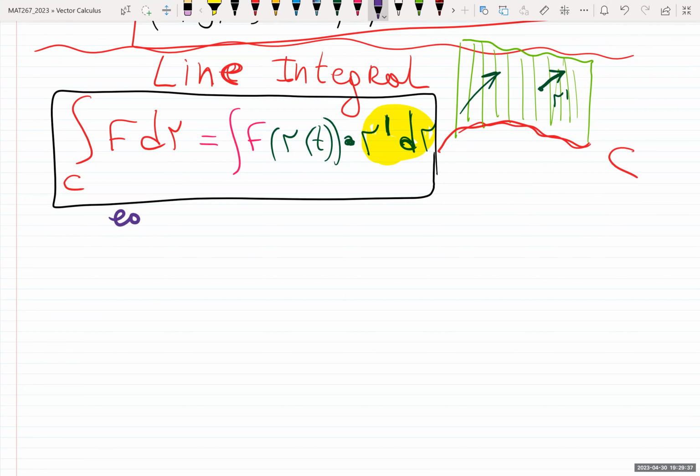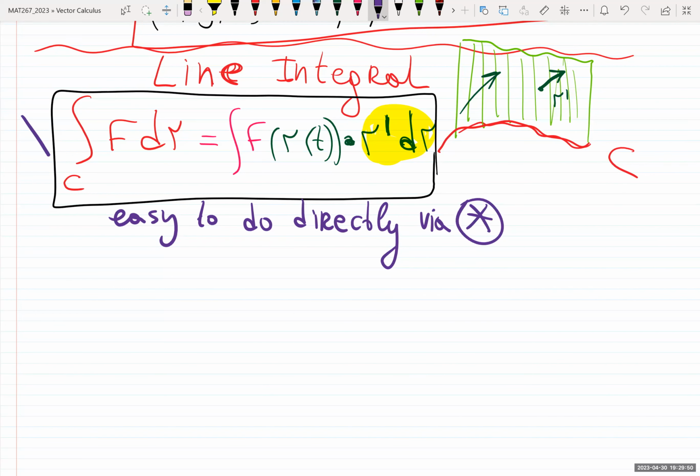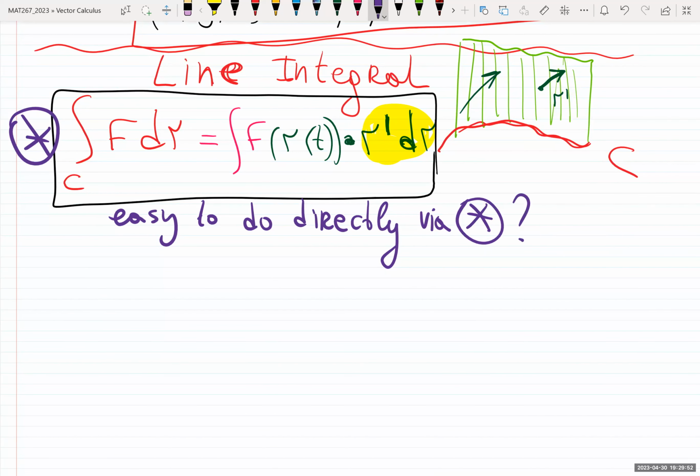Question: is it easy to do it directly using this formula, via means using star, and let's call this formula star question mark. If the answer is yes, then guess what? You use the formula integral of F(r) dot r prime dr. That is a dot product, by the way. But what if it's not?